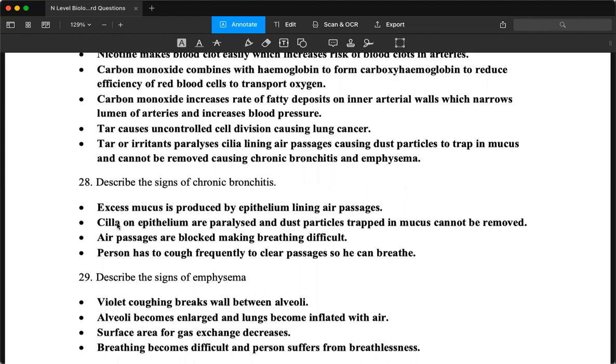So you will cough frequently to clear the passage, to help push out this mucus with the dust particles trapped there. So chronic bronchitis will paralyze your cilia so that the dust particles are trapped in the mucus, and then it will block your air passage, making your breathing difficult, and the person will cough to remove it so that he can breathe smoothly. So if a person coughs constantly, he may have chronic bronchitis.